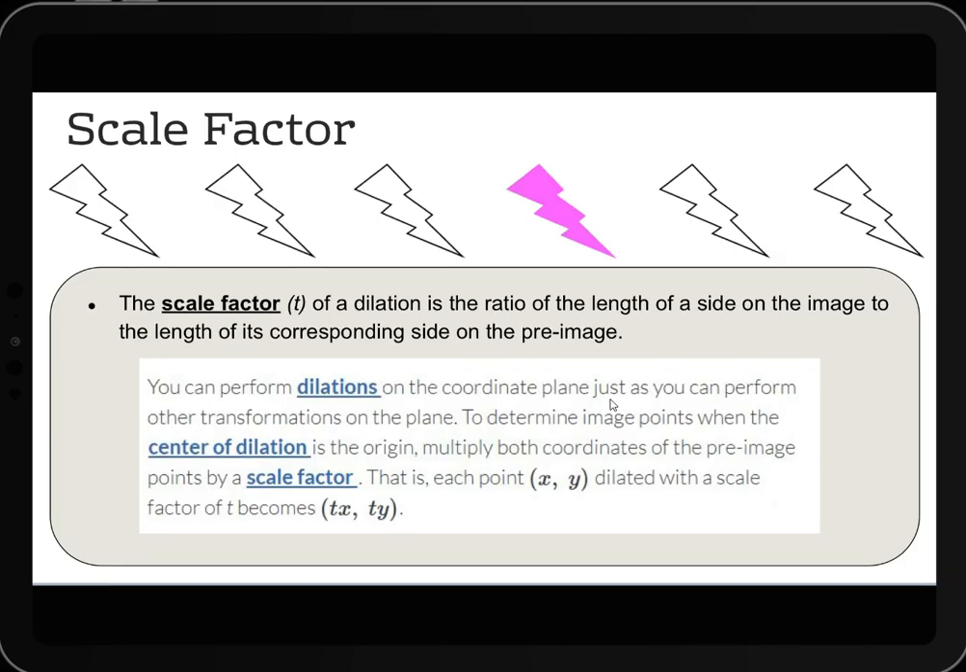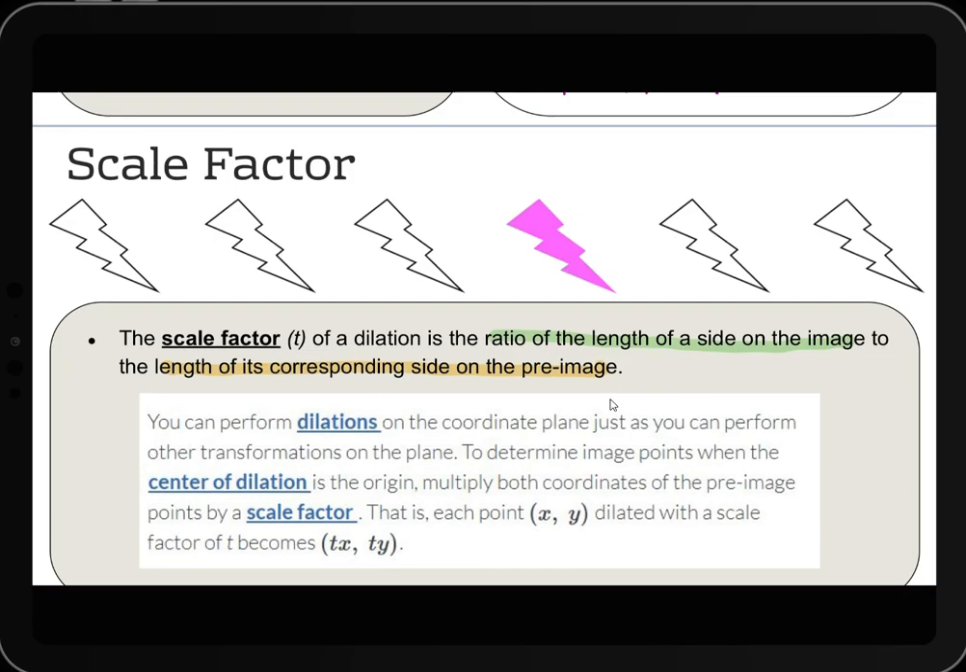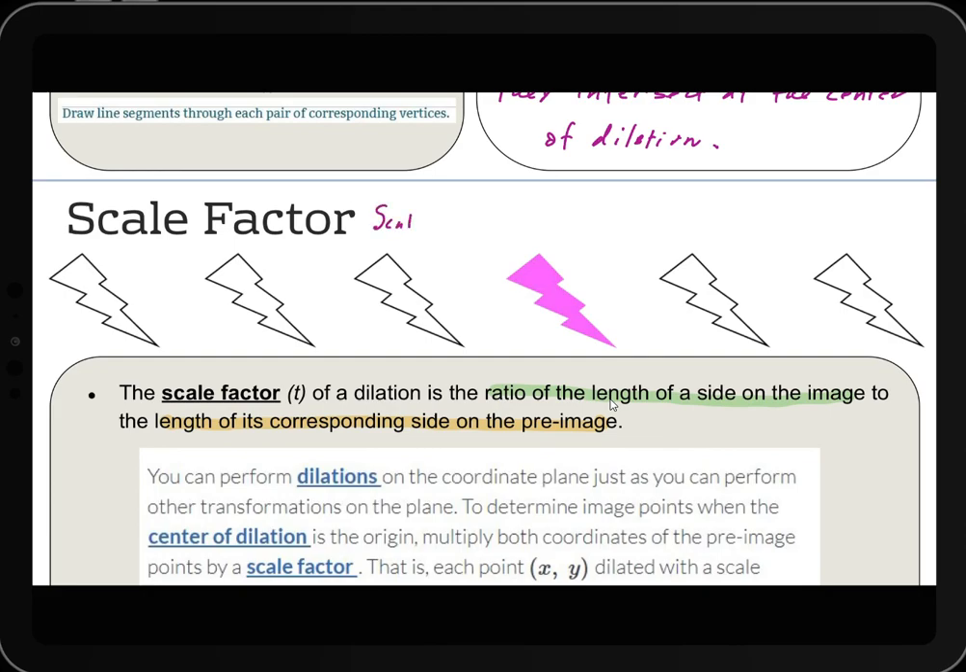Now, I referenced the scale factor earlier, and I want to talk about that now. The scale factor is the ratio of the length of a side of an image to the length of its corresponding side on the pre-image. A lot of times I like to write it as the following. So we talk about scale factor, sometimes we use the letter T as well, which I'll get to in a moment, as the ratio of an image length to a pre-image length, and specifically the corresponding pre-image length.